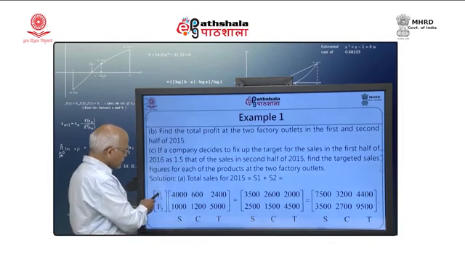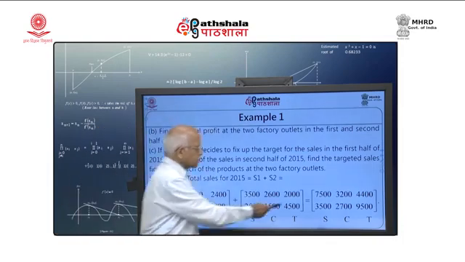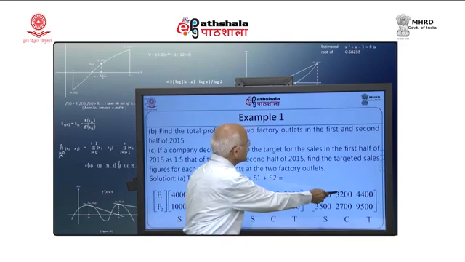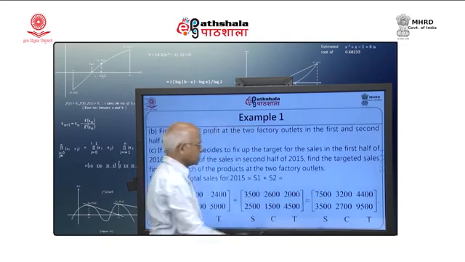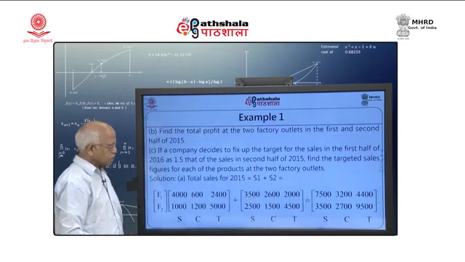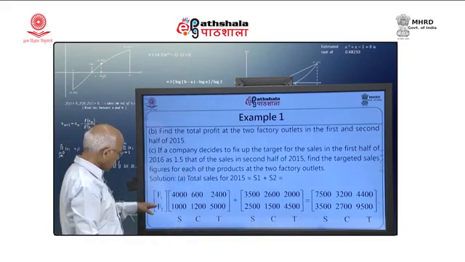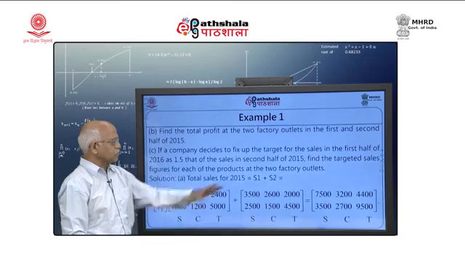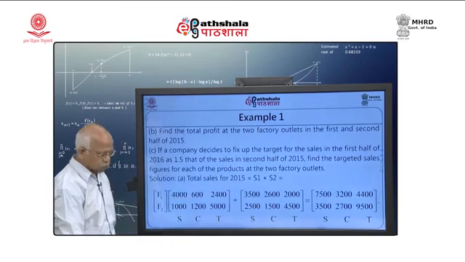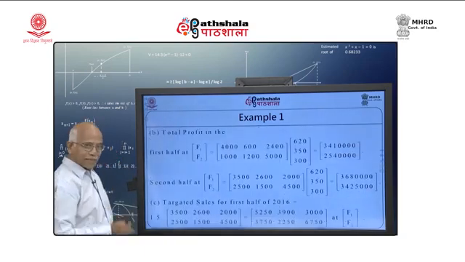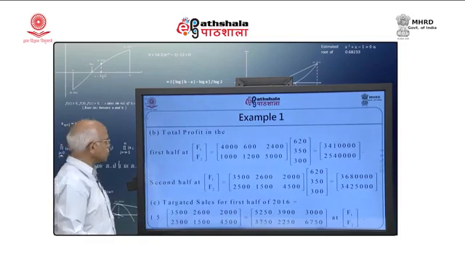So, I can say that at factory 1, the total sale is 7500 sofas, 3200 chairs, and like that I can say 4400 tables in the first half, and in the second half at the first factory outlet, and at the second factory outlet we will get those figures from the second row. So, matrix operations are used to answer the questions here.